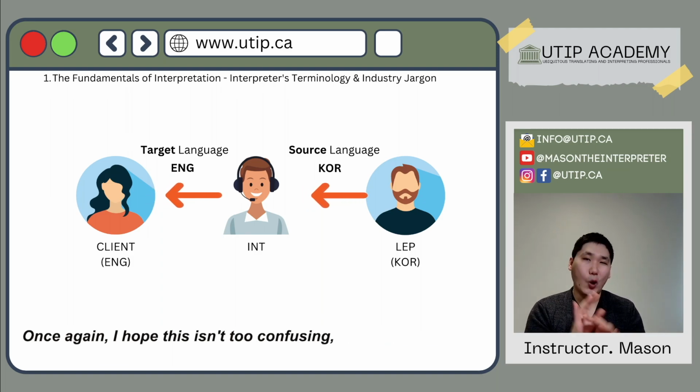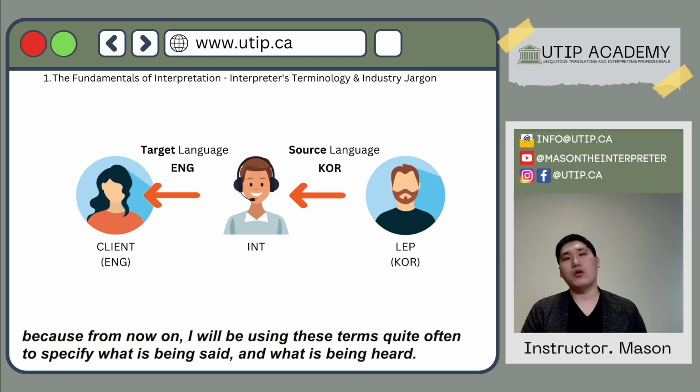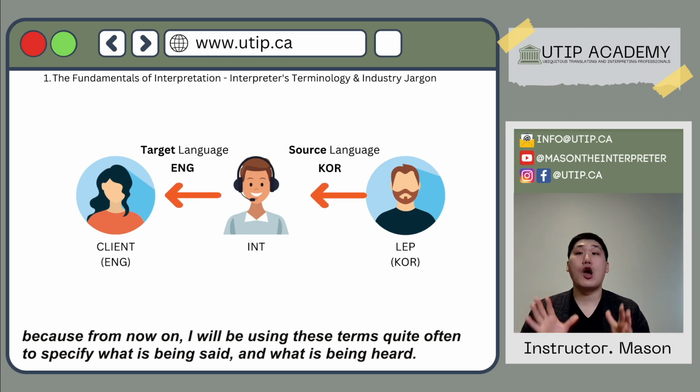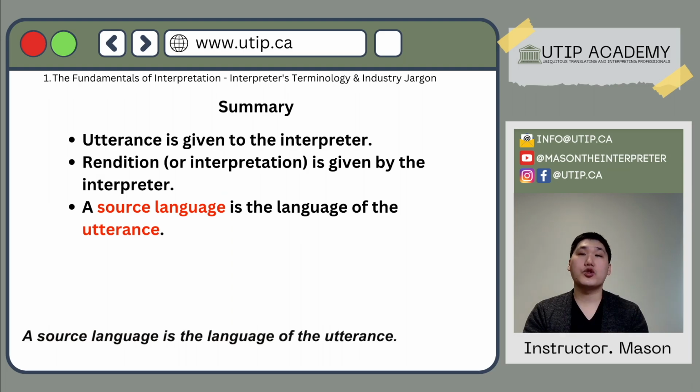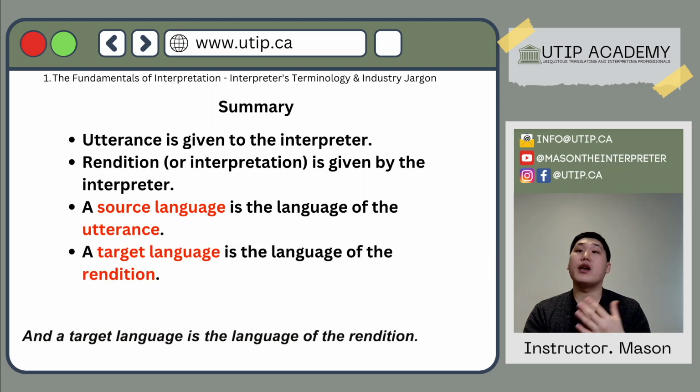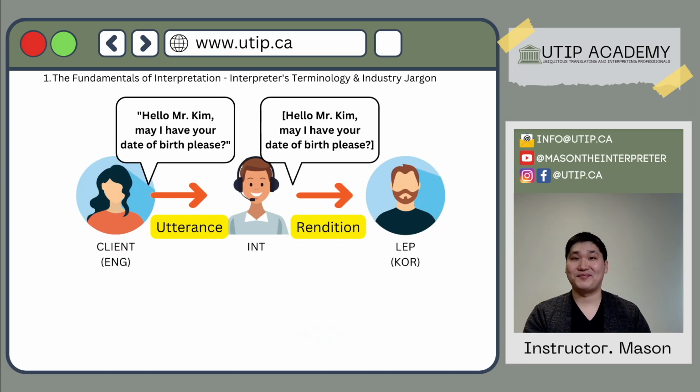Once again, I hope this isn't too confusing because from now on, I will be using these terms quite often to specify what is being said and what is being heard. So let me summarize this as well. A source language is the language of the utterance. A target language is the language of the rendition.